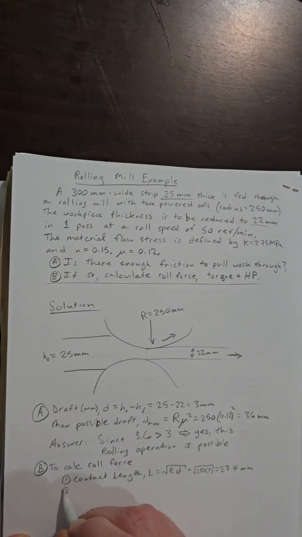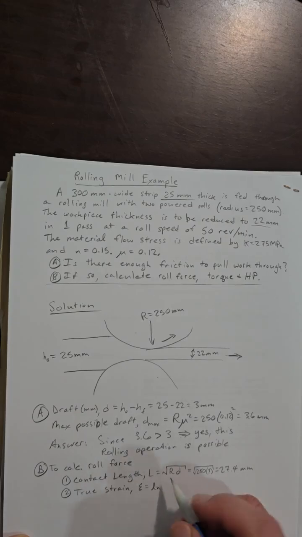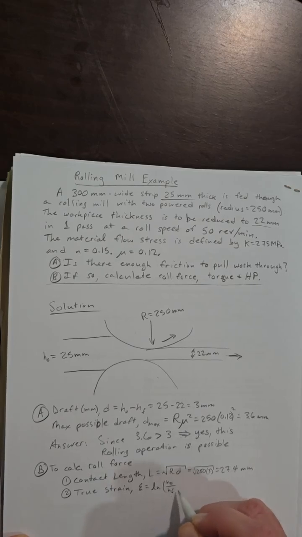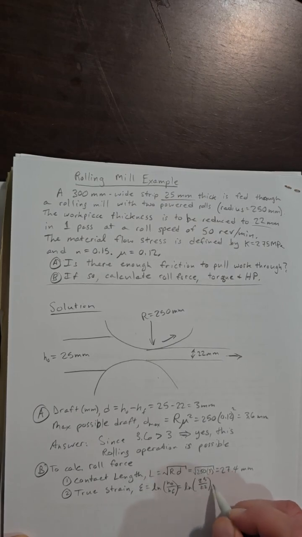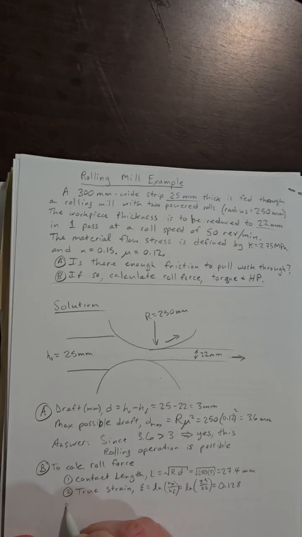The second thing that we need to know is the true strain, epsilon, and that equals the natural log of the original thickness or height over the final, so let's stick with h: epsilon equals natural log of 25 over 22. That tells us the amount of strain in our operation. That's 0.128.